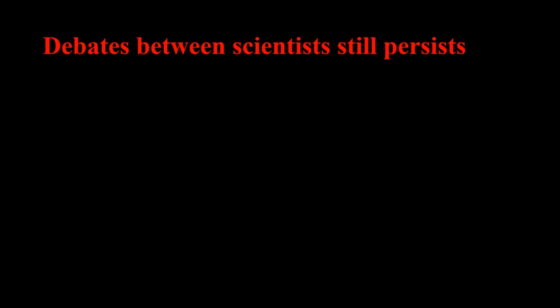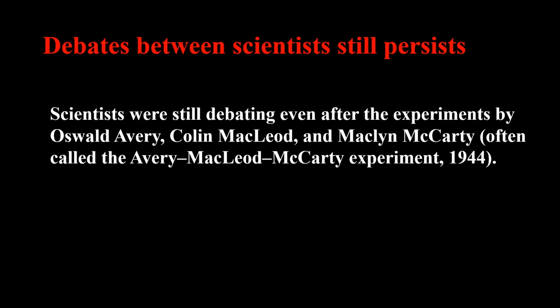Even after the landmark finding of scientists like Oswald Avery, Colin MacLeod, and Maclyn McCarty, many scientists continued to debate their conclusion that DNA was the genetic material. At the time, proteins were widely believed to be the carriers of genetic information because of their greater structural complexity. As a result, the idea that DNA, a relatively simple molecule, could store genetic instructions was met with skepticism. It was only after further experiments, such as the Hershey-Chase experiment, that the scientific community widely accepted DNA as the hereditary material.